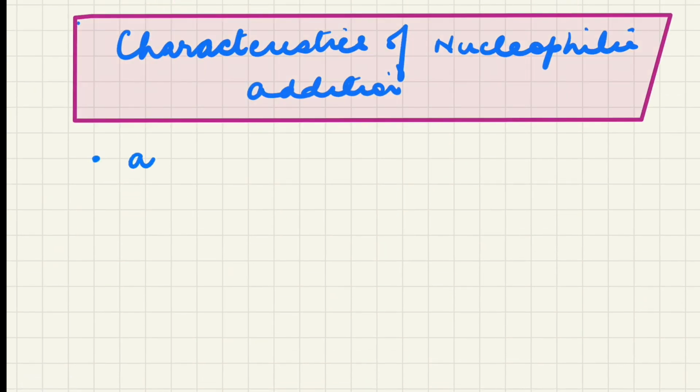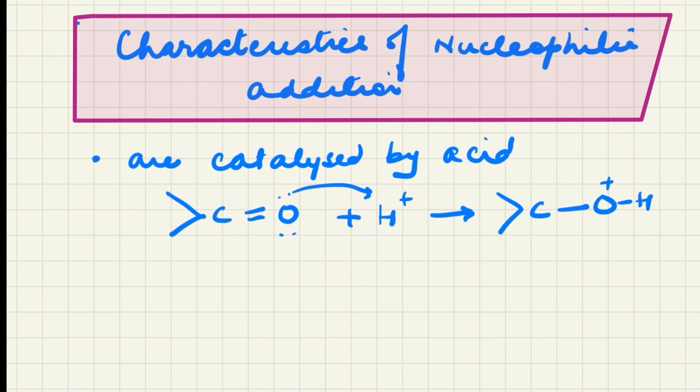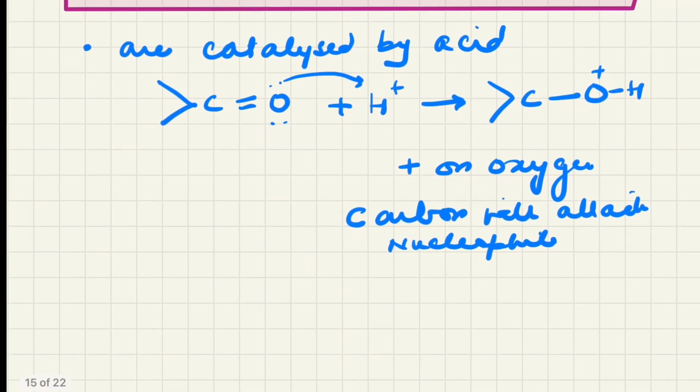These reactions are catalyzed by acid. Why? If you look at a ketone, you take some acid. So what will happen? You will have the formation of oxonium. Now with the presence of plus on oxygen, the carbon will attack the nucleophile. So the reaction is always facilitated by acid.